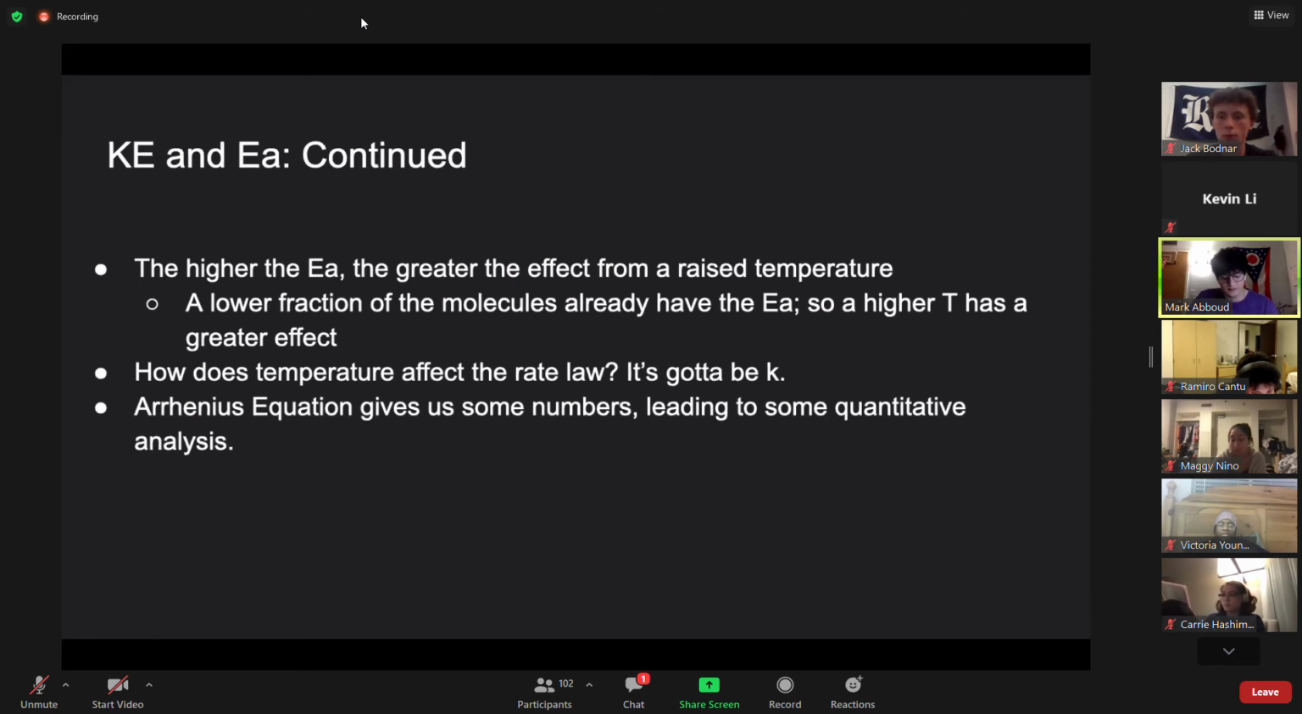And how does the temperature affect the rate law? So remember, rate law is rate equals k times the concentration of A to the x times the concentration of B to the y, as an example.